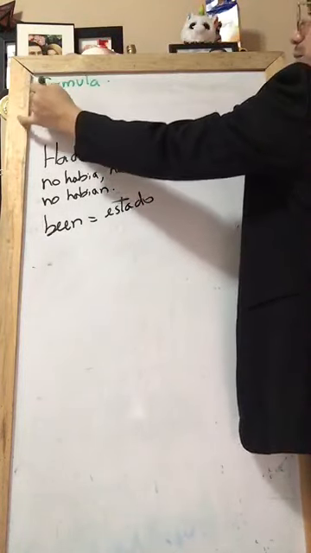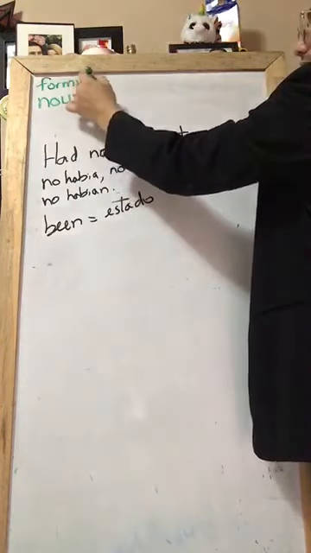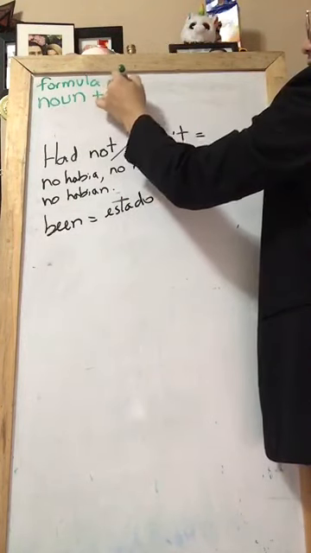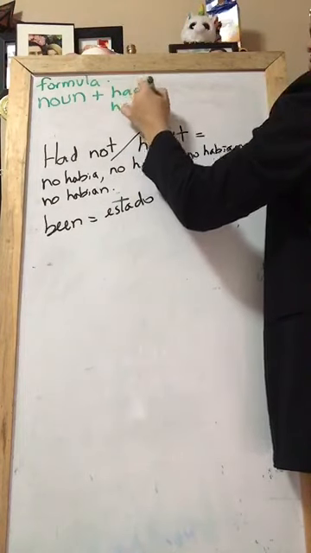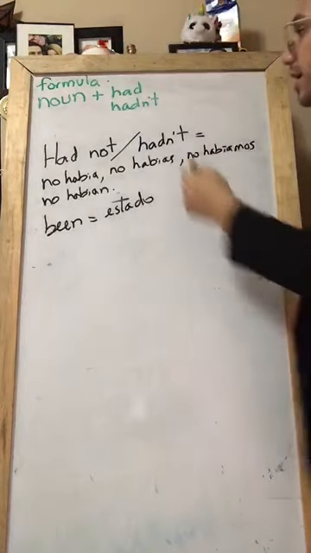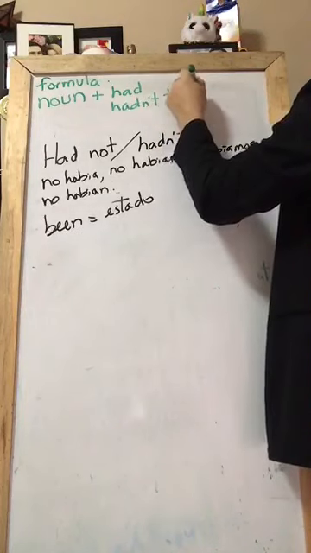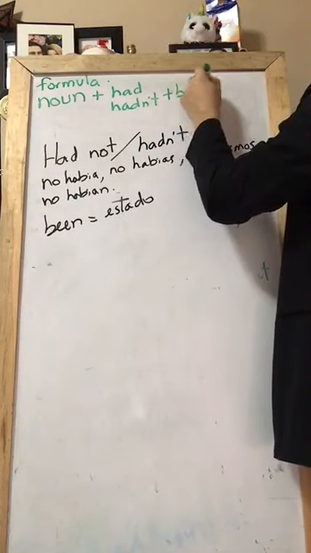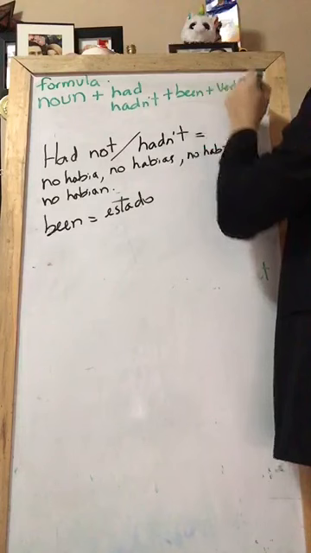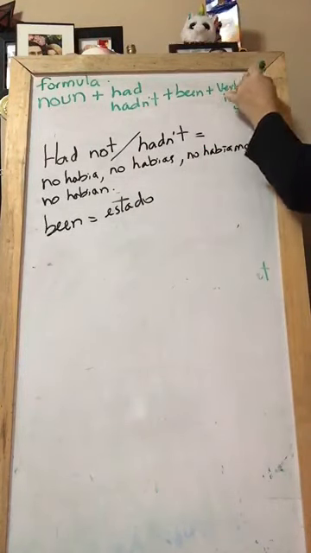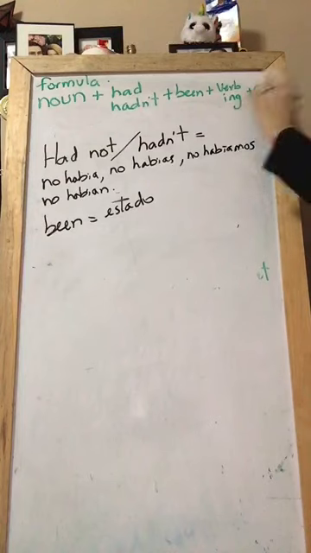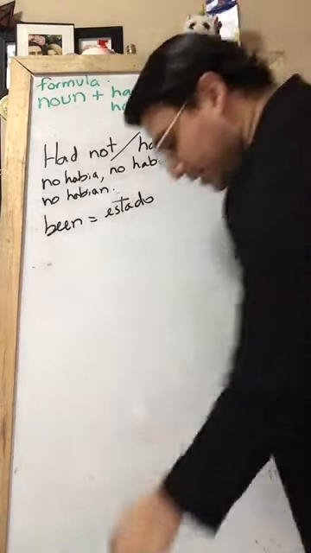The formula would start with a noun plus had and hadn't, which is the negative contraction, plus been plus verb ing, and the only thing that we're missing is the complement. That is that C over there, that will be your complement. But let's make it a little smaller so people don't get confused.